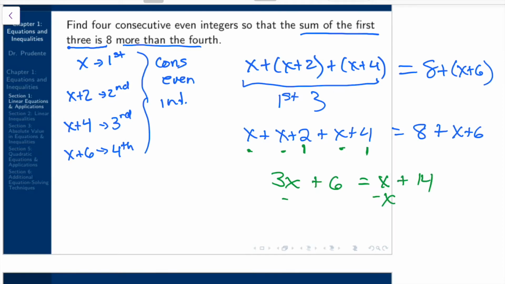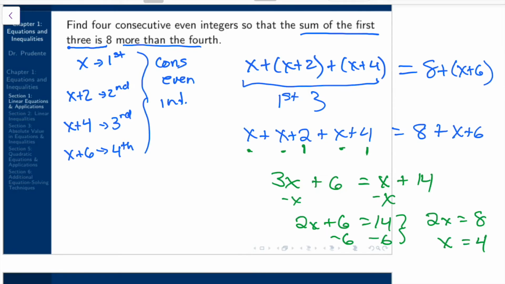Right? I'll subtract an x from both sides. 2x plus 6 is equal to 14. I'll subtract a 6, and then move it over here. 2x is equal to 8. x is equal to 4.